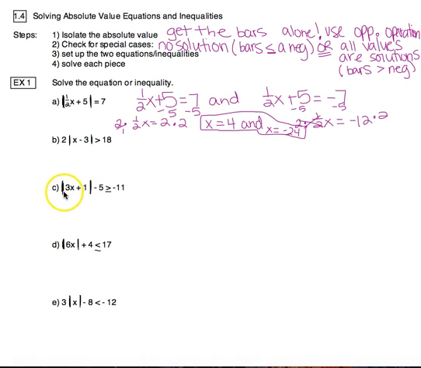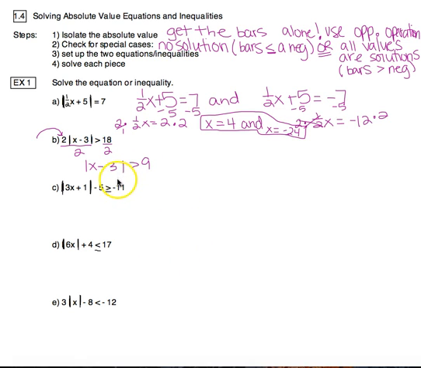All right, moving on to B, same steps. First, isolate the absolute value. In this case, that means this 2. That's outside the bars and it's on the same side as the bars. So it's multiplied. Opposite operation would be to divide. So I'm going to divide everything by 2. So that gives me now my bars alone on the left side. 18 divided by 2 gives me 9.